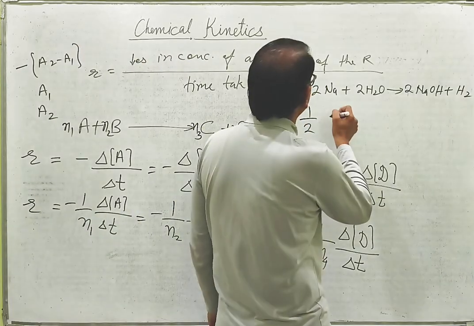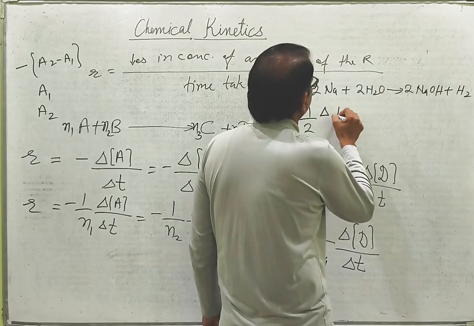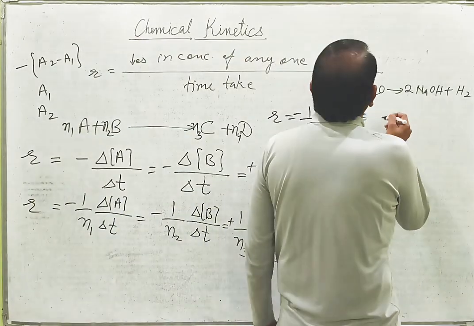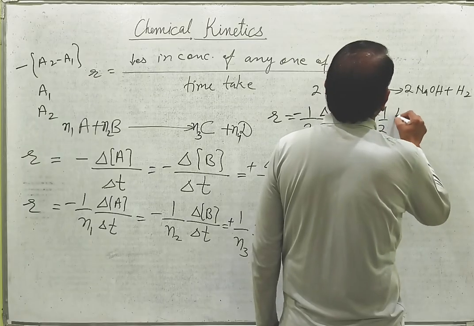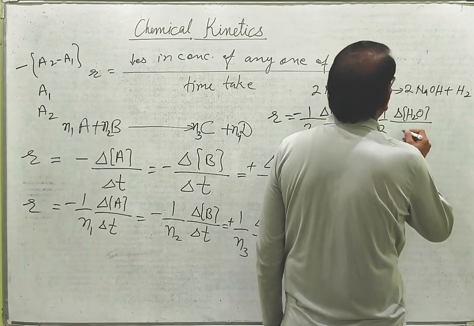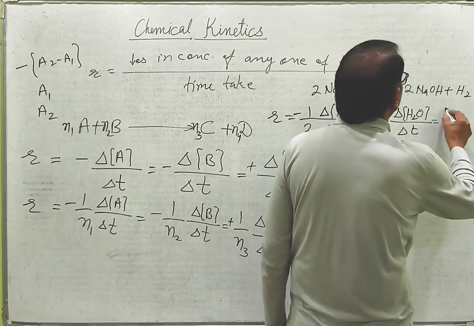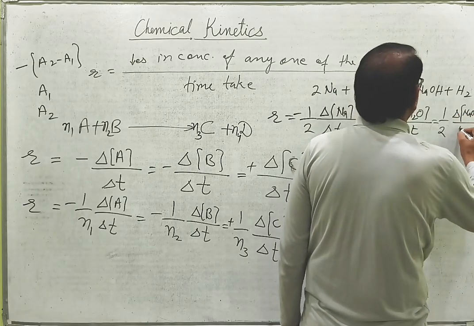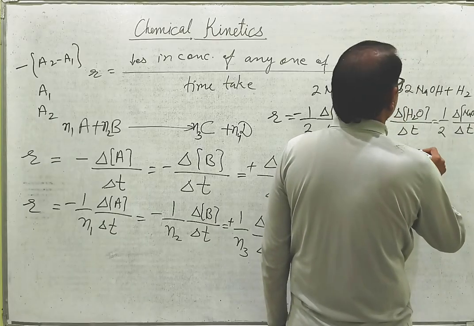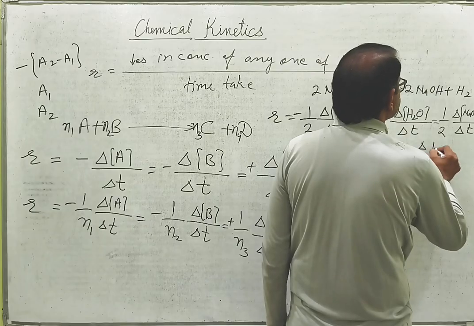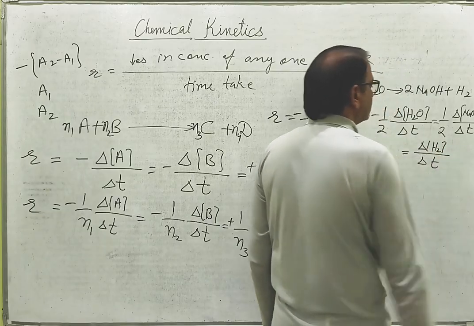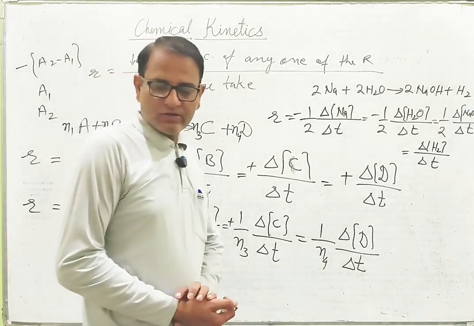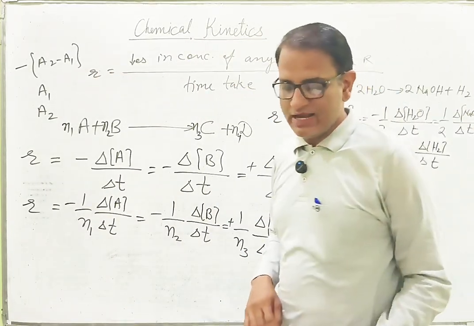So minus, of course, delta concentration of Na upon delta T, which is equal to minus 1 by 2 delta H2O upon delta T, which will be equal to 1 by 2 delta concentration of NaOH upon delta T, which will be equal to delta concentration of H2 upon delta T. So this is how we can express the rate of reaction if we have the stoichiometry of a particular reaction.